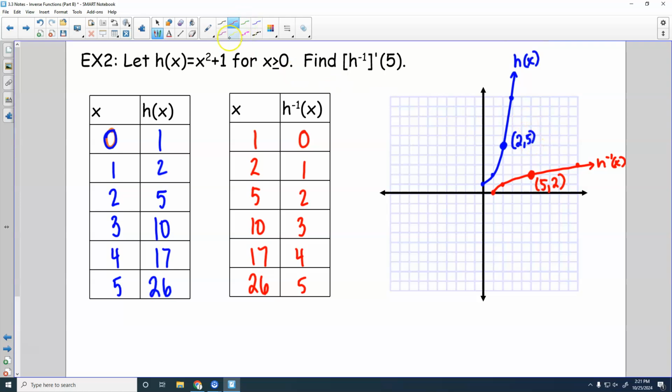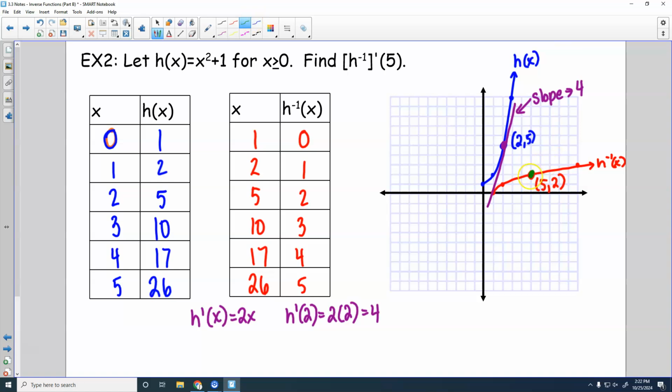And let's think about the slope of that tangent line, okay? Because if I want the slope of that tangent line, h is a lot easier to deal with than the inverse, right? So h prime of x would just be 2x. And so h prime of 2 would be 2 times 2, which would be 4. So the slope of this line is going to be 4.